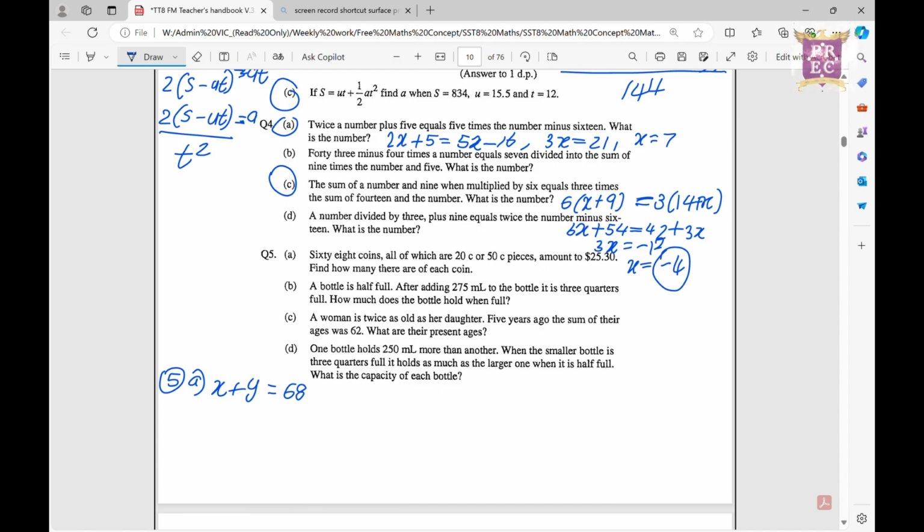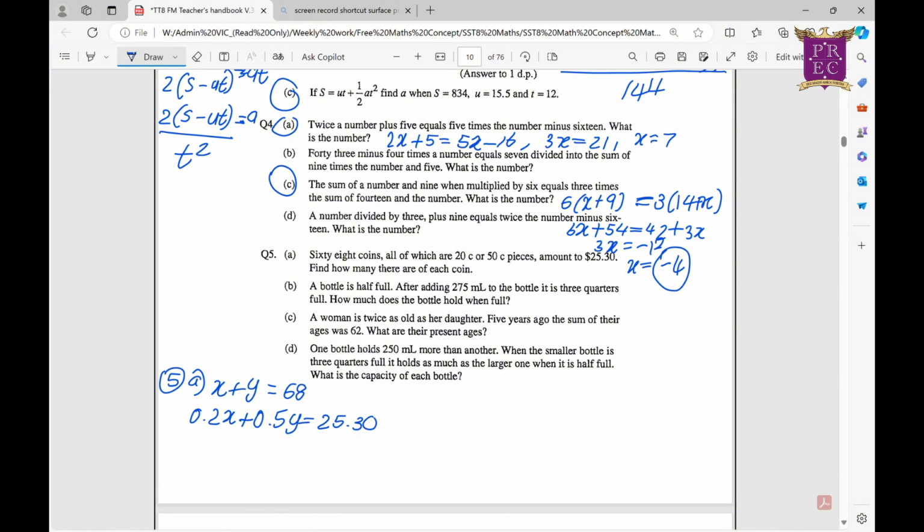Our second equation would be 0.2x, because that's the value of the coins, right? 0.2 being 20 cents, and then 0.5 being 50 cents, 0.5y is equal to the amount, $25.30. Now, what do we need to do here? What we need to do is to find out what x and y are equal to.